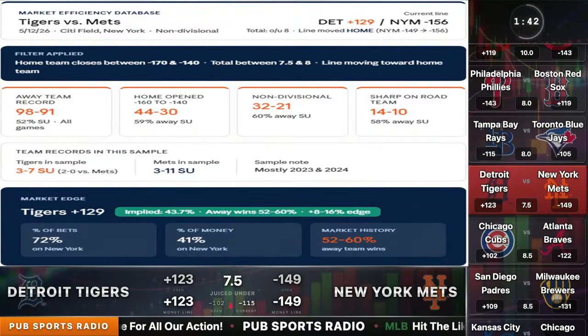You can see versus the implied odds, which is 43.7%. At plus 129, you need to win 43% of the time to break even. Well, I believe the road team's winning here at just over a 50% clip based on this market history. And I look at the matchup. I think about the New York Mets bats.